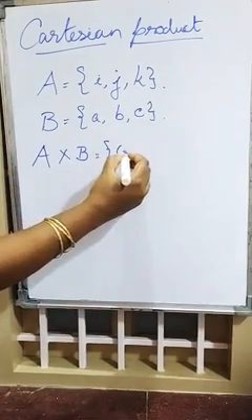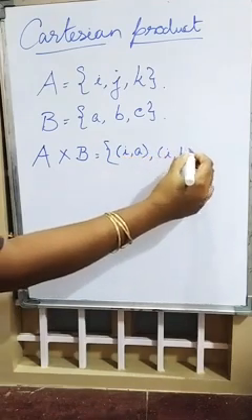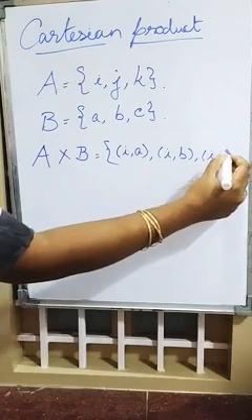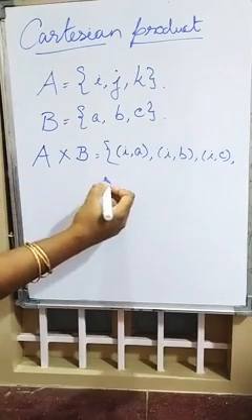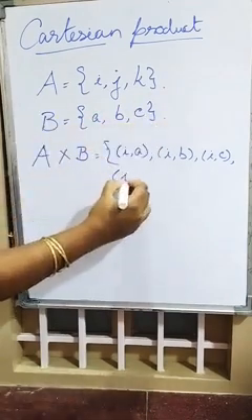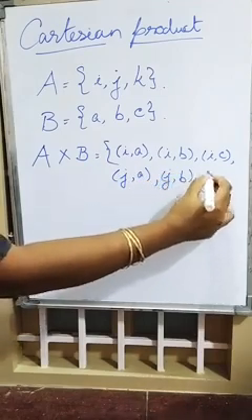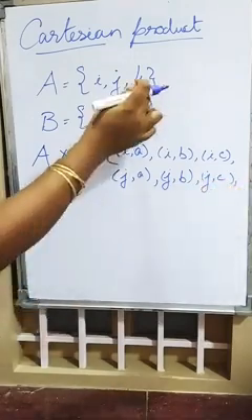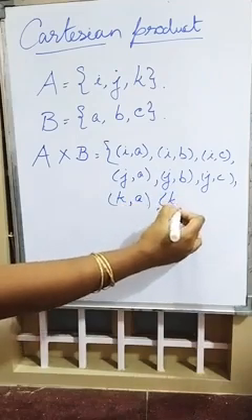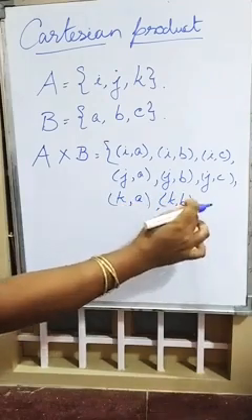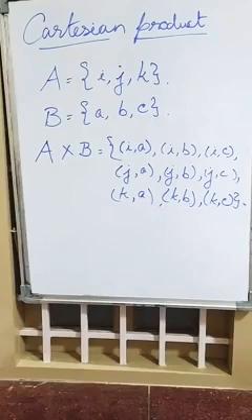That is, you have to write in ordered pairs: (I, a), (I, b), (I, c). Next, you take the second element in the A set and combine it with all the elements in B. That is, (J, a), (J, b), (J, c). Third element, (K, a), (K, b), (K, c). This is the Cartesian product of two sets.